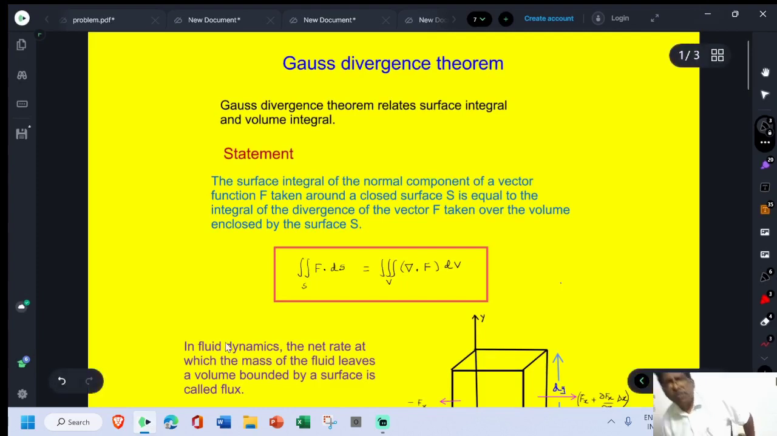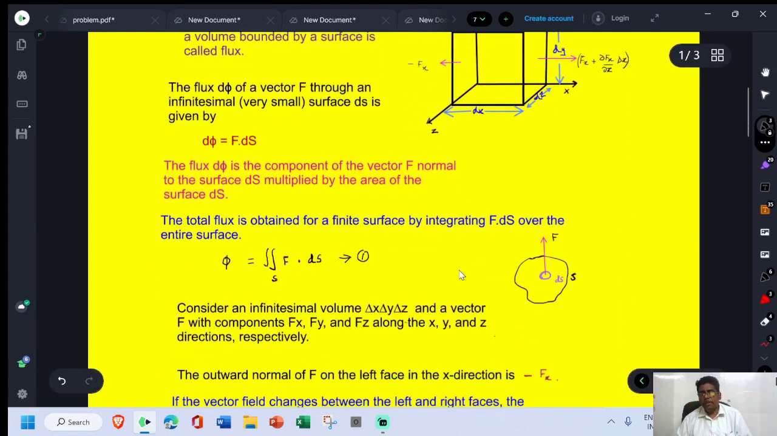In this presentation, we have talked about Gauss divergence theorem. Gauss divergence theorem relates surface integral and volume integral. First, we should know the meaning of the term surface integral. For that, come to this diagram.